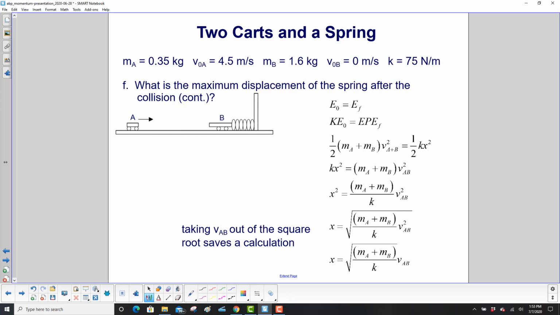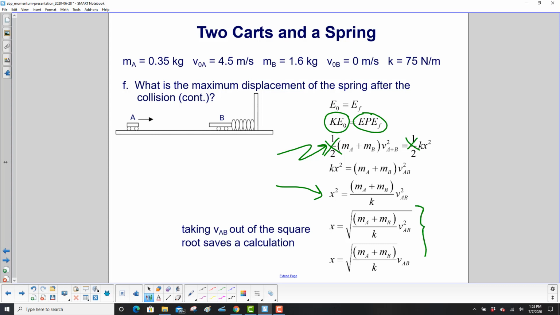So the initial energy was all kinetic, and the final is all elastic potential. So we plug in our values. Kinetic energy is 1/2 total mass, mA plus mB, times the velocity squared of AB, and that equals 1/2 kx squared. Cancel out the 1/2s, they're on both sides, and we have kx squared is mA plus mB times vAB squared. We're solving for x squared, so we divide both sides by k. But we want x, okay? So we take the square root of both sides.